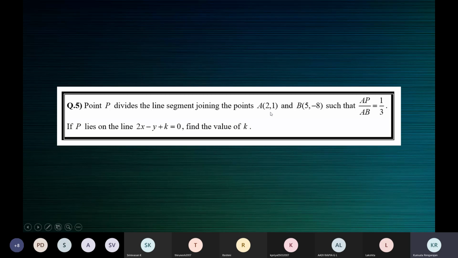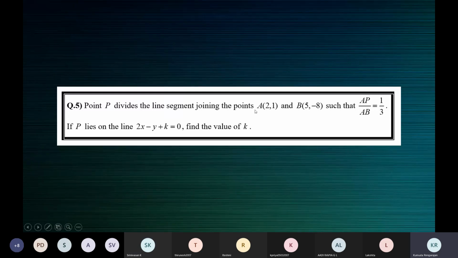Now answer till here. With this information, what can we find, children? Point P divides the line segment joining the points A and B such that AP by AB is 1/3. Now, with this information, don't read the question ahead. What can you find? We'll find m and n, and then using that, what can you find? Using all the information we have, what can you find? Coordinates of P. Yes, we can find the coordinates of P.